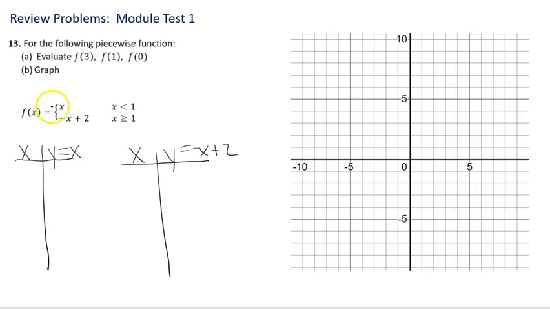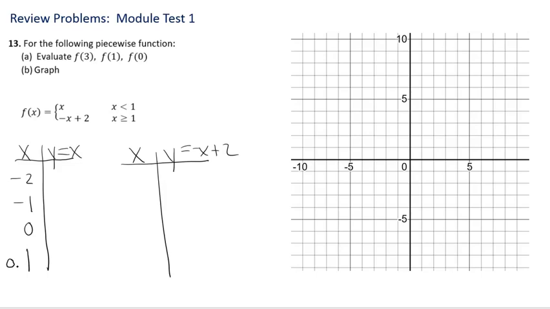Now, for the top equation, notice it says I can only plug in x's less than 1. So what do you want to plug in? Maybe negative 2, negative 1, 0. All those numbers are less than 1. Now, here's the weird thing. I am also going to plug in 1 because I need to know what the graph goes up to but doesn't touch. So this open circle over here reminds me that when I graph that point, it's going to be an open circle that I'm graphing.